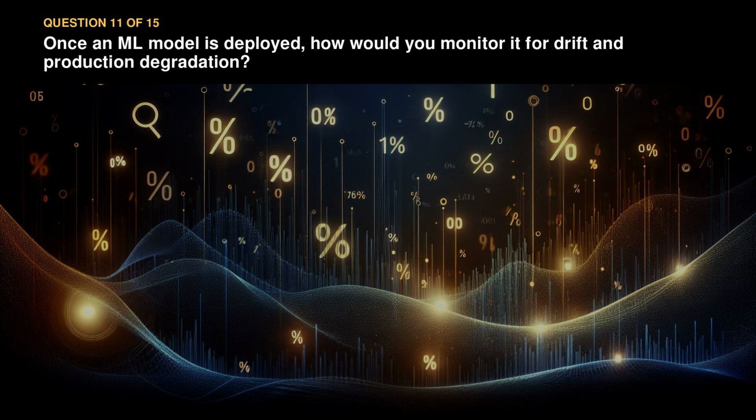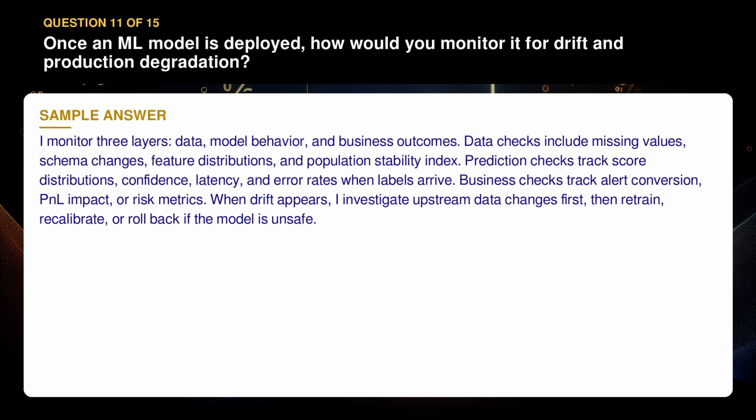Question 11. Once an ML model is deployed, how would you monitor it for drift and production degradation? I monitor 3 layers: data, model behavior, and business outcomes. Data checks include missing values, schema changes, feature distributions, and population stability index. Prediction checks track score distributions, confidence, latency, and error rates when labels arrive. Business checks track alert conversion, P&L impact, or risk metrics.